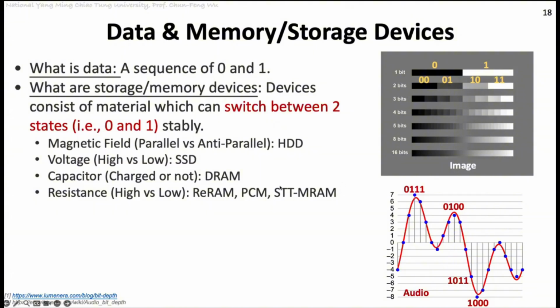And the same for DRAM. DRAM uses a capacitor. So if the capacitor is charged, then maybe it means 1, and if it is not charged, maybe it means 0, because it is two-state.